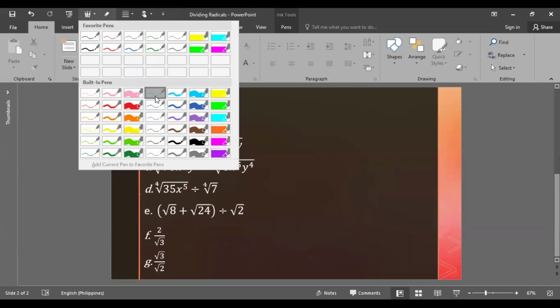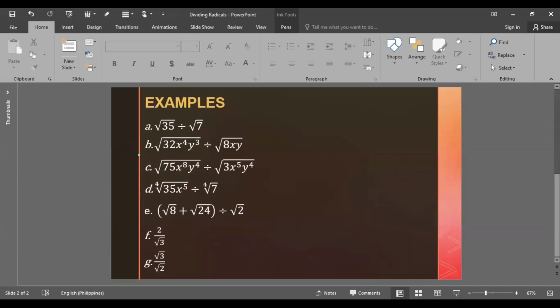Okay? So I have here 7 examples. I'm going to show you how to divide radical expressions. So let's start off with this very simple example. Letter A, the square root of 35 divided by the square root of 7. It can be written in this form. And since they have the same index, pwede natin silang i-combine, pwede natin silang pag-isahin sa isang radical sign. So we have the square root of 35 over 7.